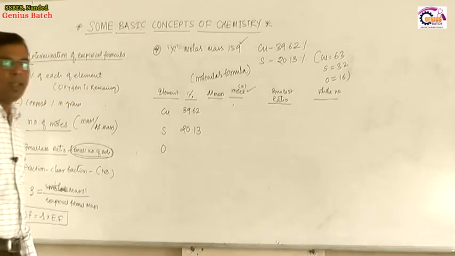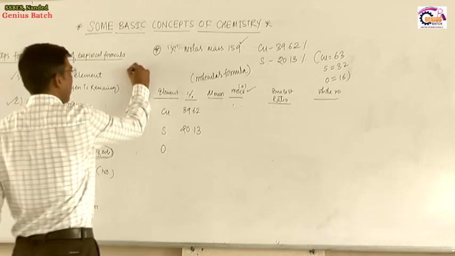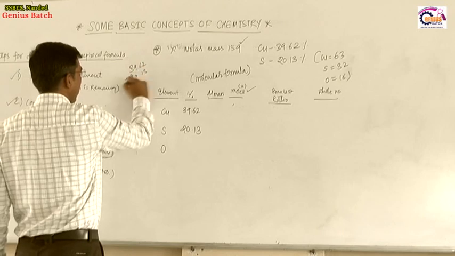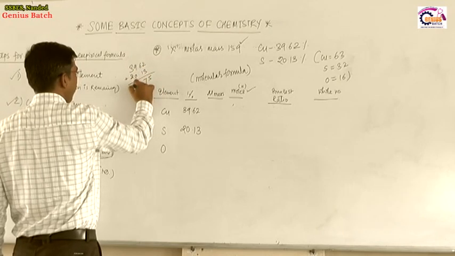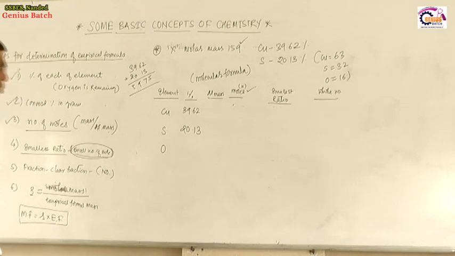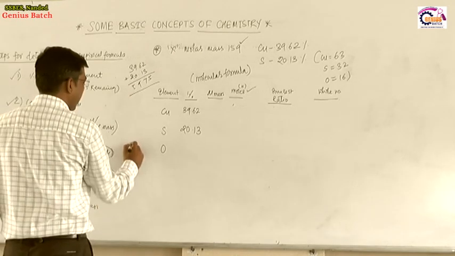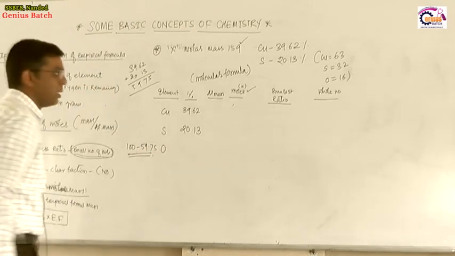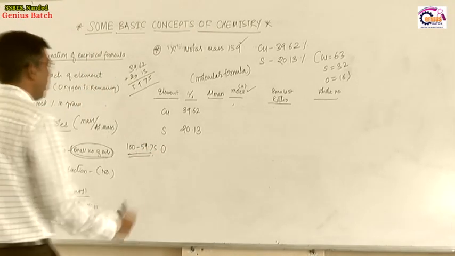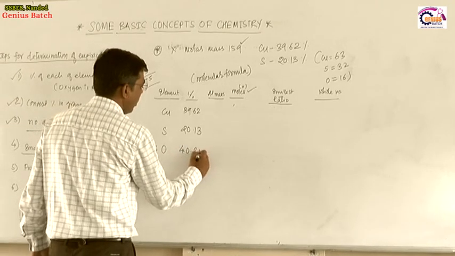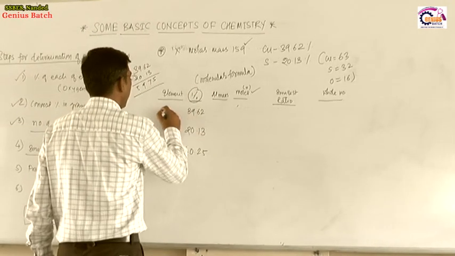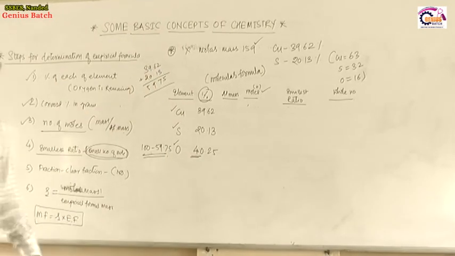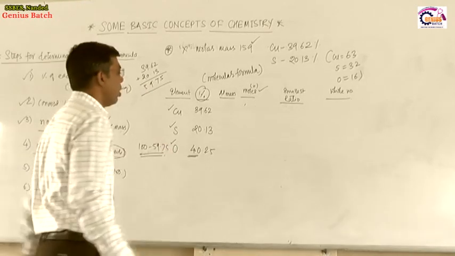So finally the remaining is the oxygen. 39.62 plus 20.13 means 59.75. It must be subtracted from 100. We get the answer which is equal to 40.25. So this is the percentage of oxygen, along with the percentages of copper and sulfur.